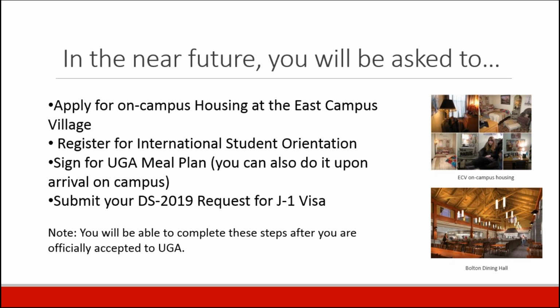Just one observation, you need to be able to complete these steps after you're officially accepted to UGA. So you will not be required to register for housing or your meal plan, and you will not be able to request your DS-2019 until you are accepted to UGA.